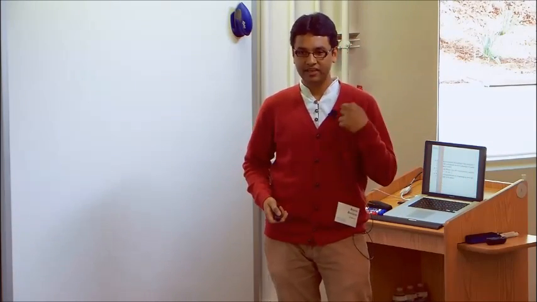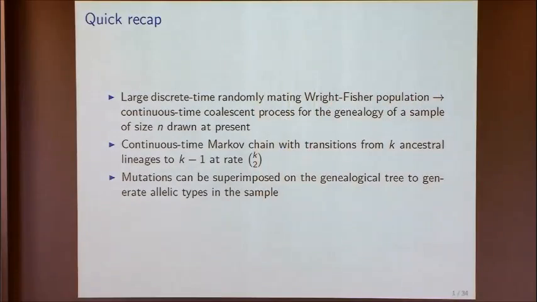Okay, so to quickly recap what we saw in the last lecture, we have this simple model, the Wright-Fisher model, which is a discrete time model of mating. And as we take the population size to infinity and rescale time suitably, we get this continuous time process called the Coalescent process. This continuous time process is a Markov chain which tracks the number of ancestors of a sample of size n drawn from the present, such that when the number of ancestors is k, the transition rate is to k minus 1 ancestors at rate k choose 2. So the waiting time while there are k ancestors is distributed according to an exponential random variable with rate k choose 2.